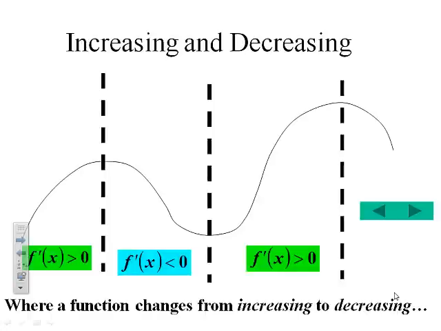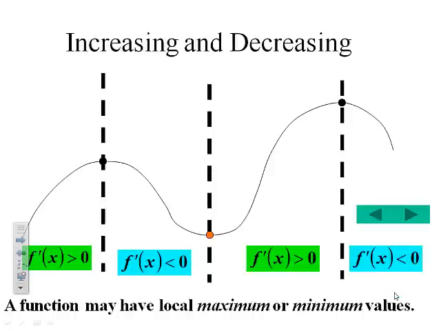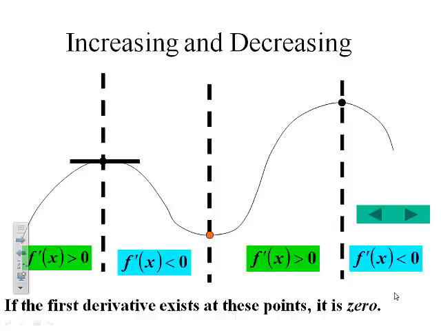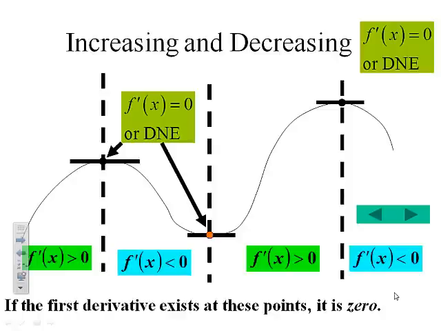Now, where the function changes from increasing to decreasing, so where you're going up and then suddenly you're going down, or from decreasing to increasing, so you were going down and now you're going up, we say that in that region, functions may have local maximums or minimums. In order for those to occur, the first derivative must be 0 at that point because the tangent lines must be horizontal and have a slope of 0.